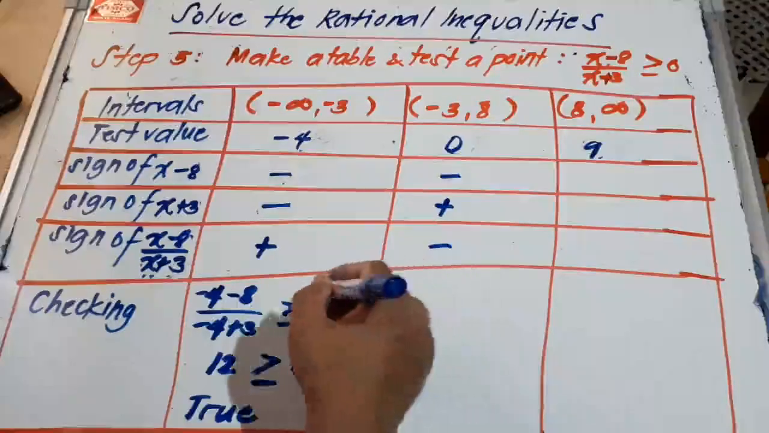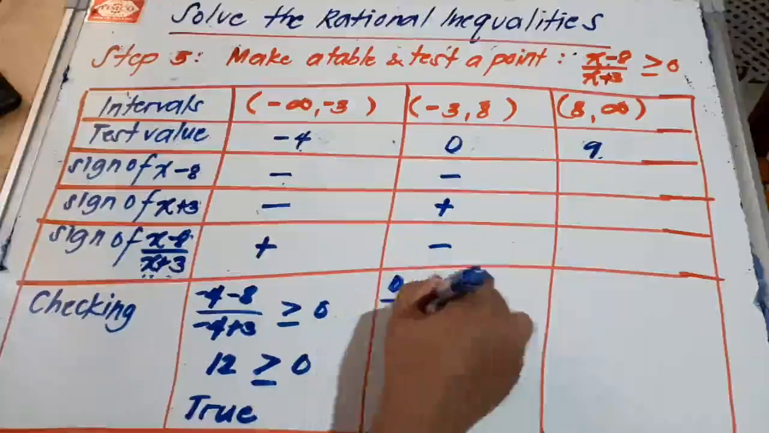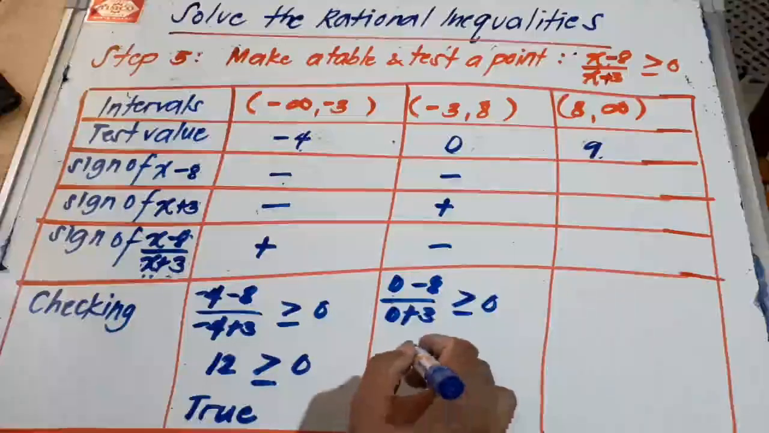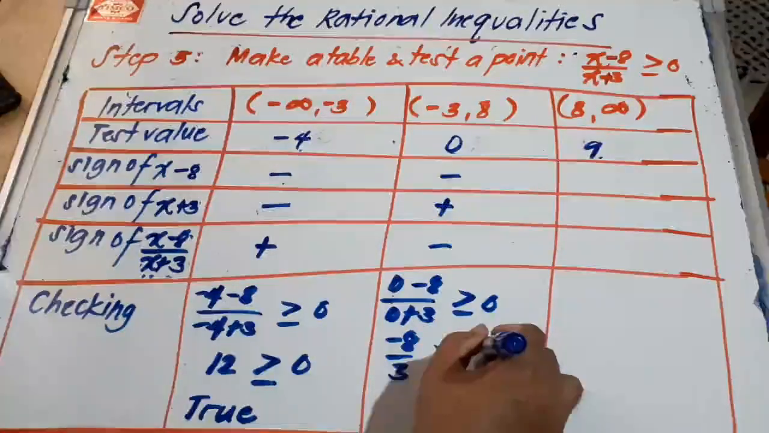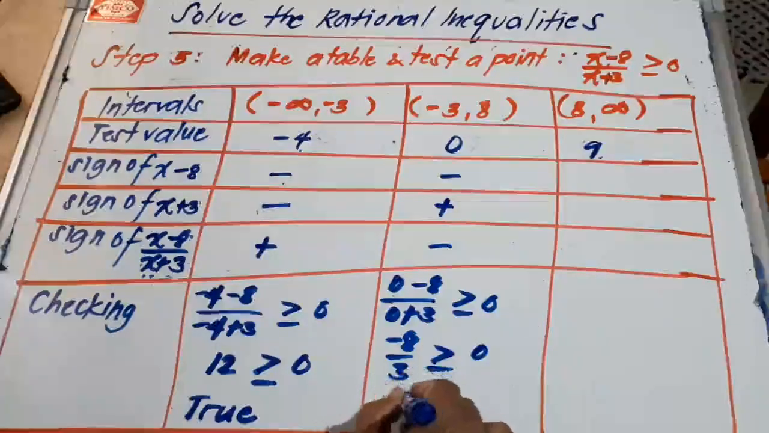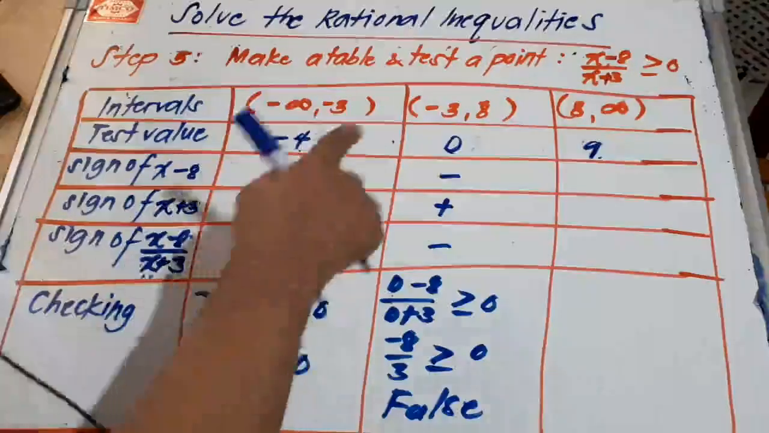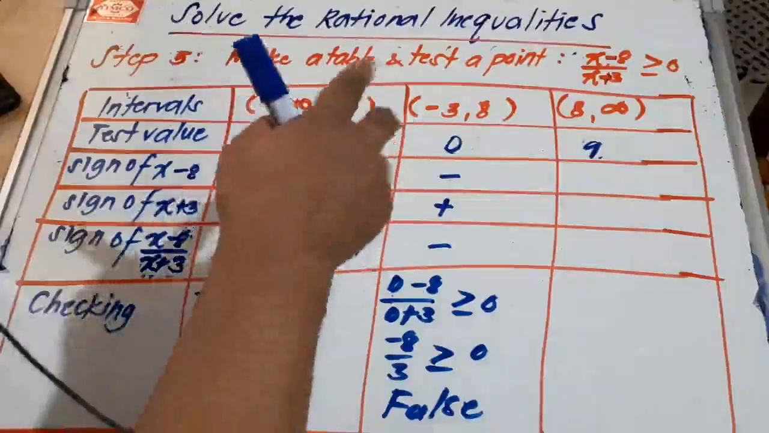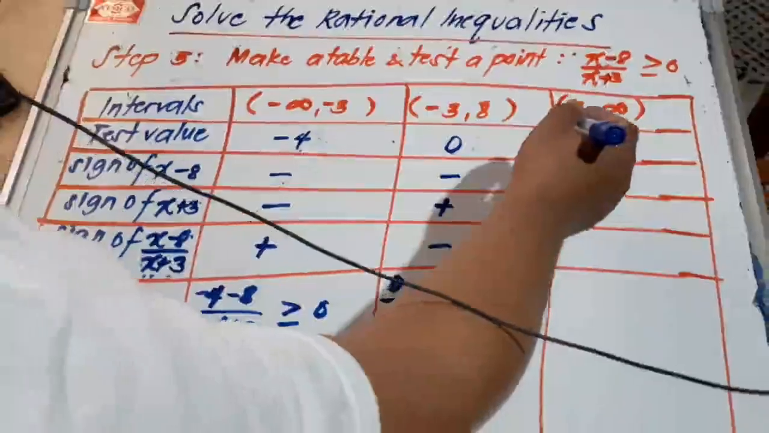We have 0, so that will be 0 minus 8 all over 0 plus 3. Is this greater than or equal to 0? Negative 8/3 is not greater than or equal to 0. This is false because negative 8 over 3 is less than 0. Therefore, this interval is not solution dun sa ating rational inequality. Okay? Last one. We have 9.